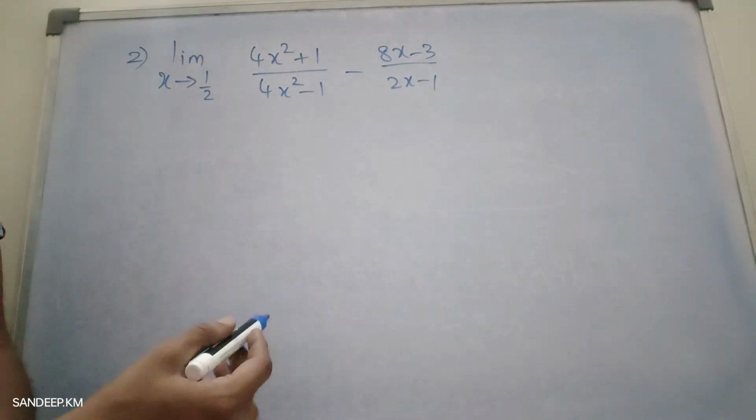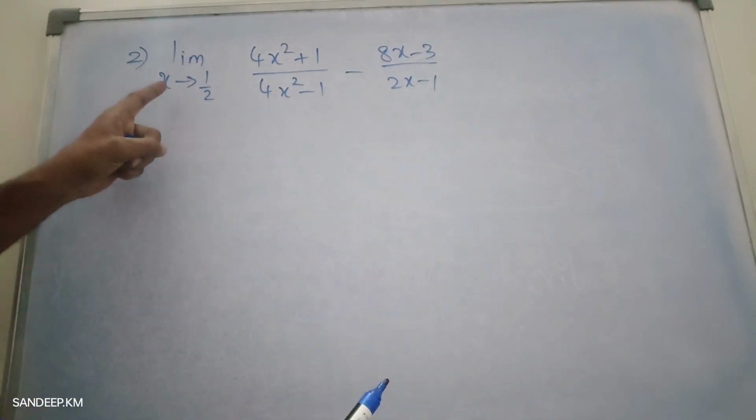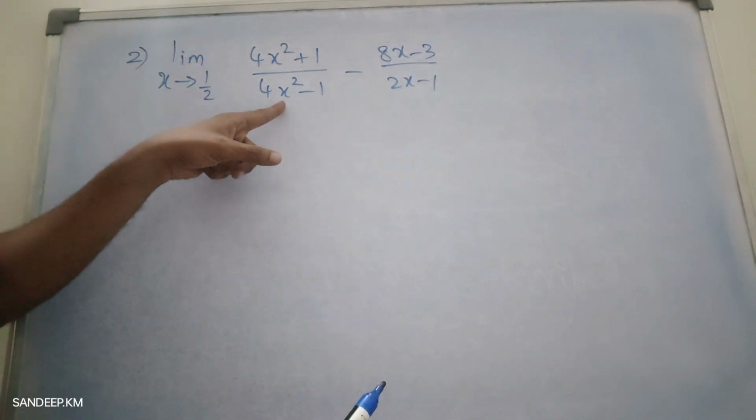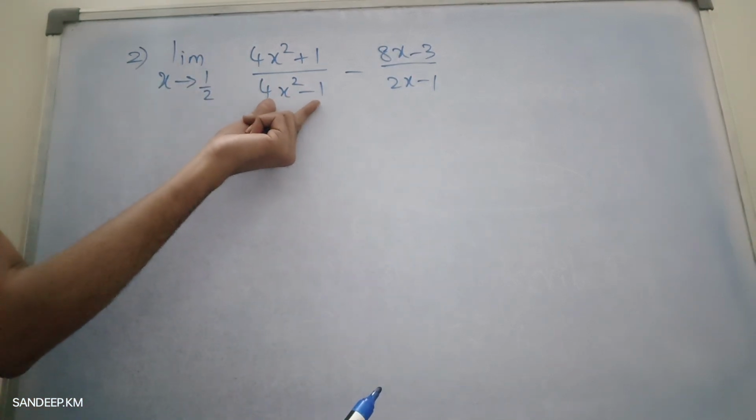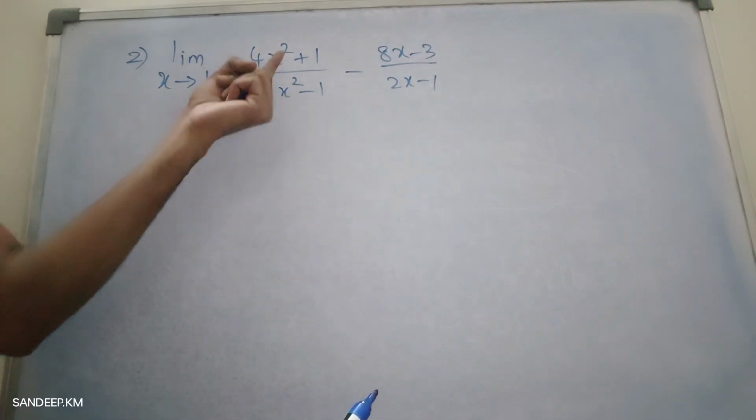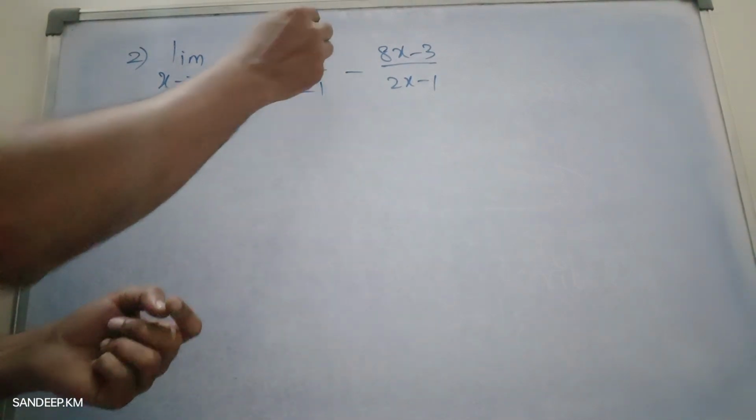Here is our next question. So observe that when I substitute x as 1 by 2, the denominator here is 0. So some number divided by 0. Actually it is 2 by 0, which is of the form infinity.